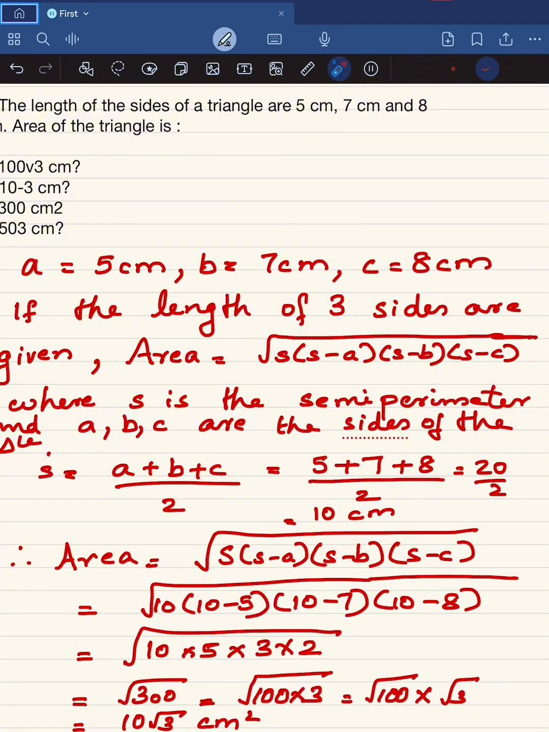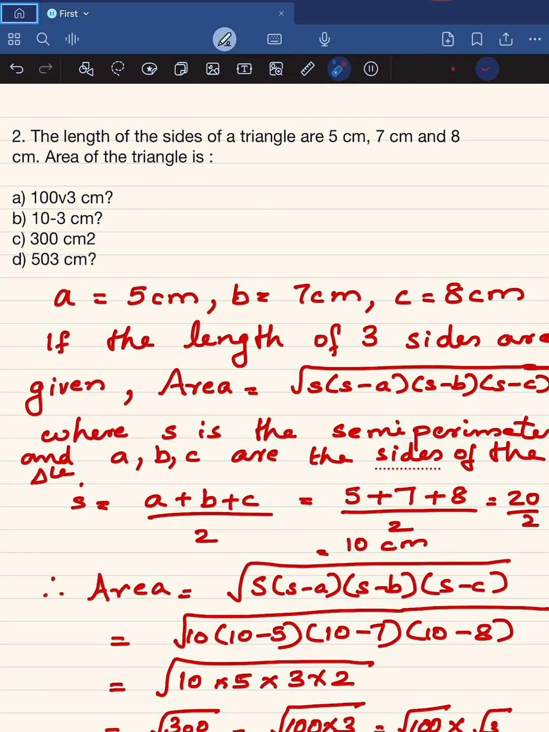So what is the answer? The answer is 10 root 3. Some mistake occurred while I was copying the question; here it is 10 root 3. So the answer is 10 root 3 centimeter square. The option is B. I think you understand.